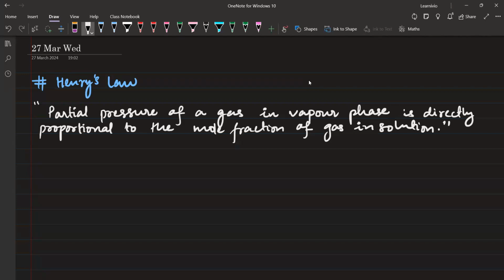So if I take partial pressure of gas as P, it will be directly proportional to the mole fraction of the gas in the solution. If I remove the proportionality sign, I will get a proportionality constant that we will call K, and this was given by Henry, so we call it KH into chi B. What is KH? KH is Henry's constant.